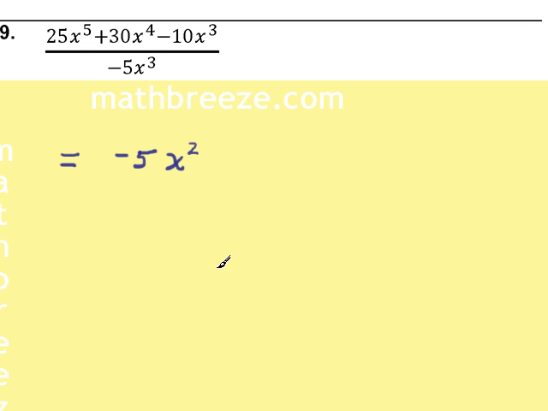30 divided by negative 5 is negative 6. Then x to the 4th divided by x cubed is x. And then we have minus 10x cubed divided by minus 5x squared. A negative divided by a negative is a positive, so that would be just plus 2.